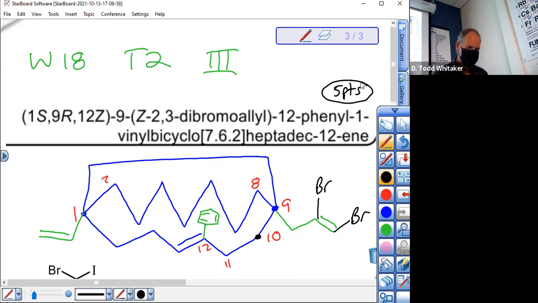And you've got 3.5 out of 5. Not bad. 2 stereocenters for your last 1.5. Go to carbon 1. Carbon 1 needs to be S. And this one's not a tricky stereocenter. Thank goodness.